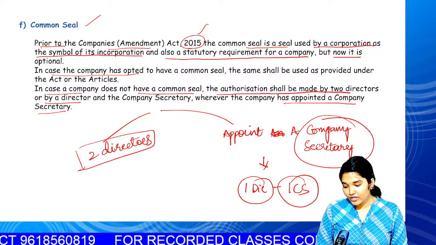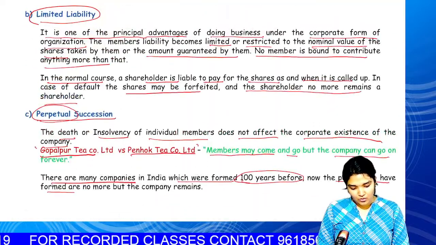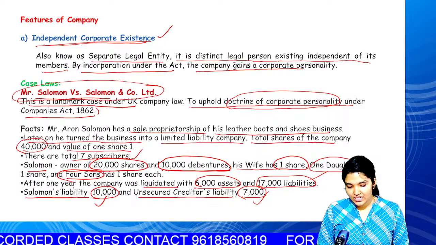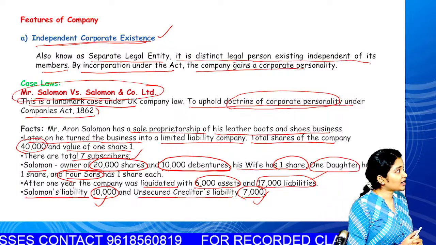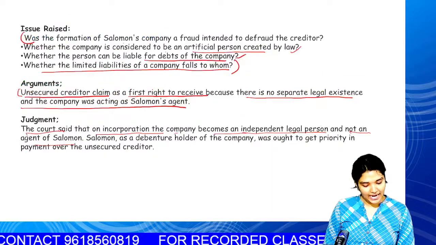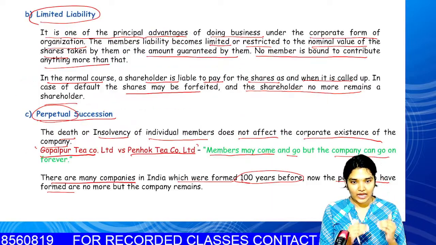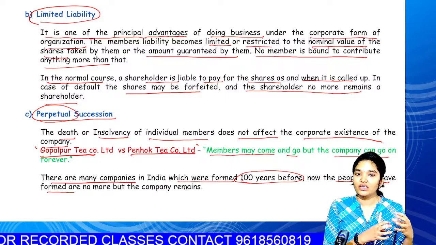Everybody, are we clear, we are done with the features of the company? So what are all the features that we have seen? Number one is independent corporate existence. Independent corporate existence, another word is separate legal entity. And the next thing is limited liability. Limited liability, the liability is limited to the value of your nominal shares or the amount guaranteed.